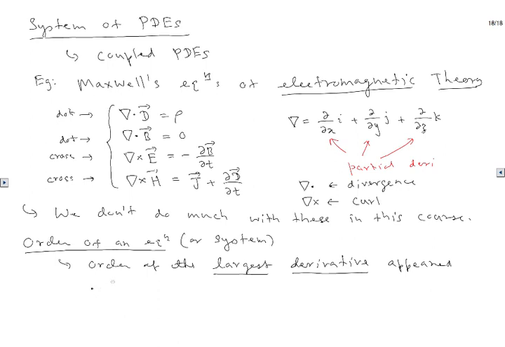So let's look at several examples. How about dy/dt = k(A - y)? This is Newton's law of cooling. You can see that it's a differential equation, and the largest derivative that appears is the first derivative, so we call this a first order differential equation.